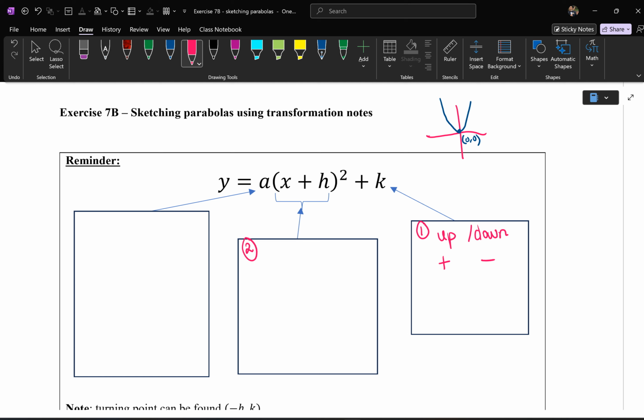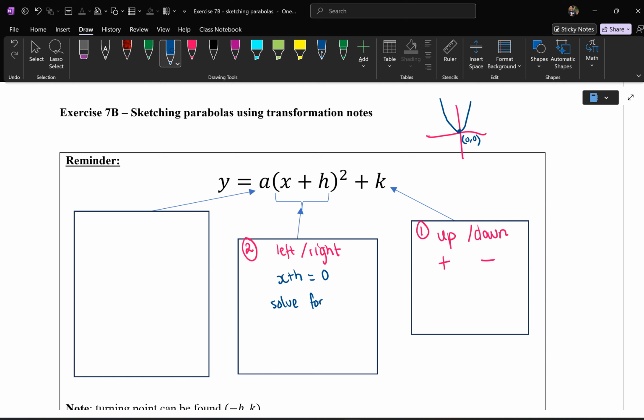How do you know what does H do? Can I please have Jaden? What does X plus H do again? It moves left or right. That is correct. But how do we do it again? I gave you a very specific technique and only I teach it. How do you do it? I want someone new. Let's go with Emma. You do x plus h and you let that equal 0 and you solve for x.